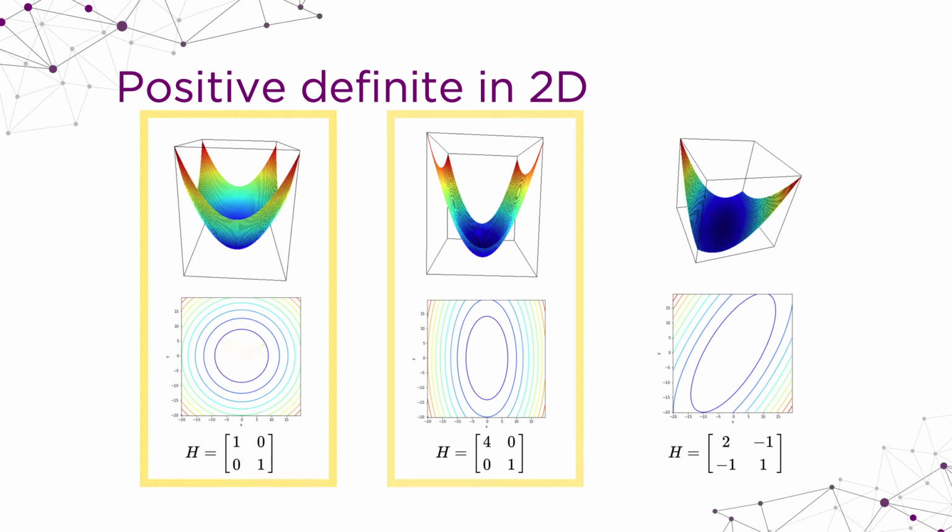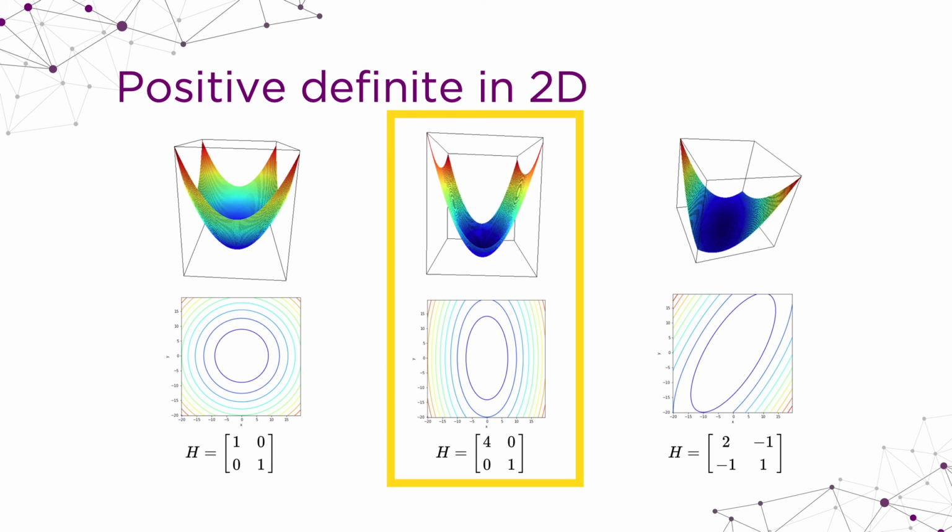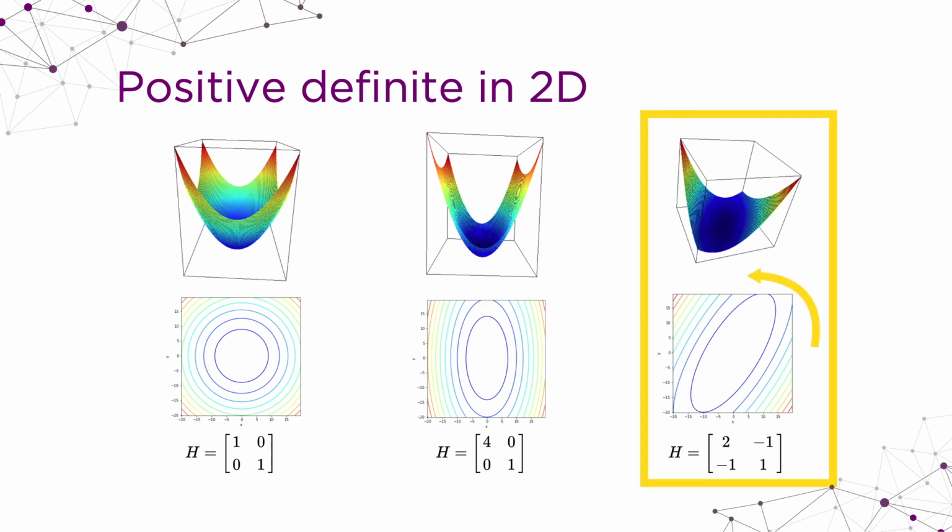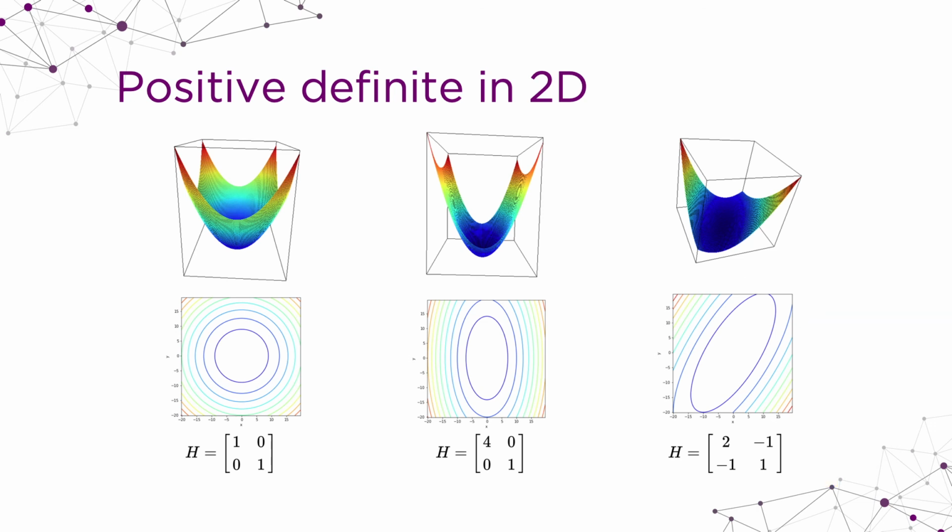Now if I use 4 for this component and 1 for this component, then if I move the parameter on the x-axis, the loss is moving much faster, and if I move on the y-axis, the loss is moving slower. So parameter 1 has a stronger effect on the output than parameter 2. And with H, I can also do some rotation. So now the axes of my loss function are not perfectly aligned with the axes of the parameter space, and it can also be difficult to optimize.